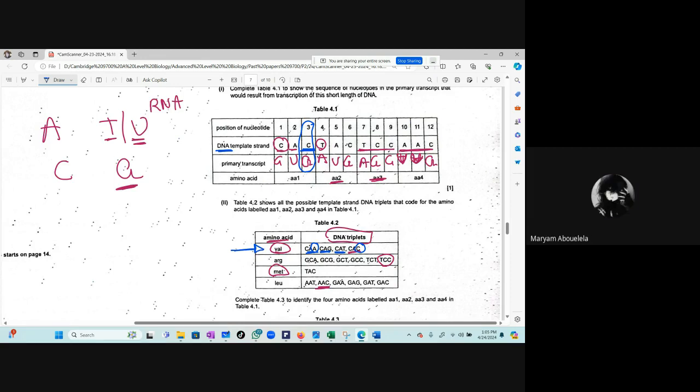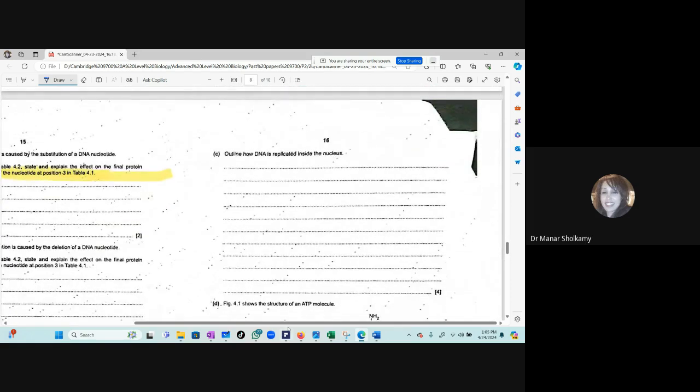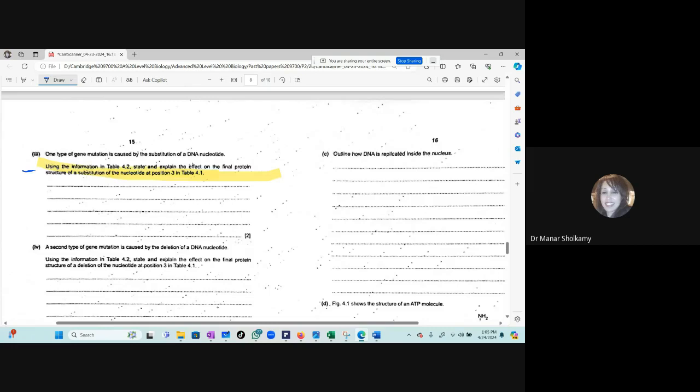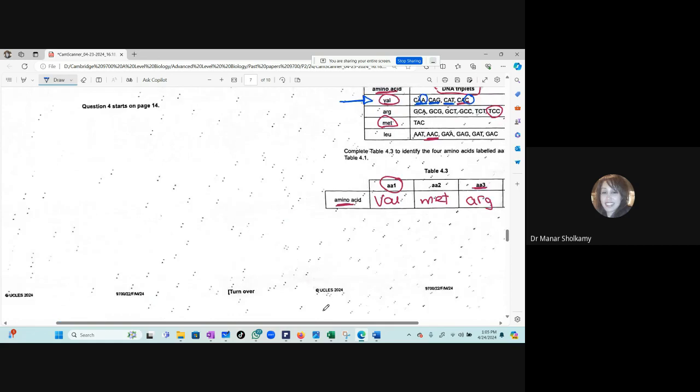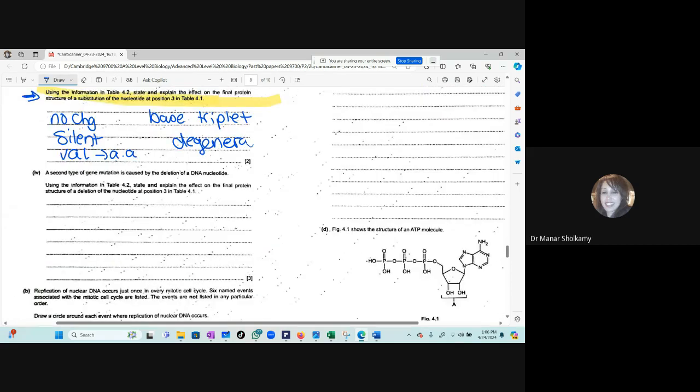Nothing. Nothing, exactly. Which type of mutation is that? Silent mutation. Excellent. So when we use the information, you will say that no changes will happen. This is a silent mutation. In all cases, the base will be substituted, yes, but the amino acid valine, or the VAL amino acid, will be produced in all cases.